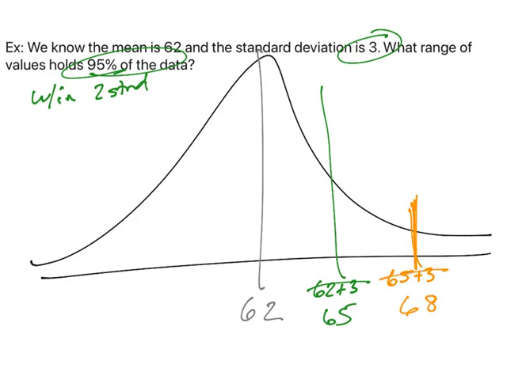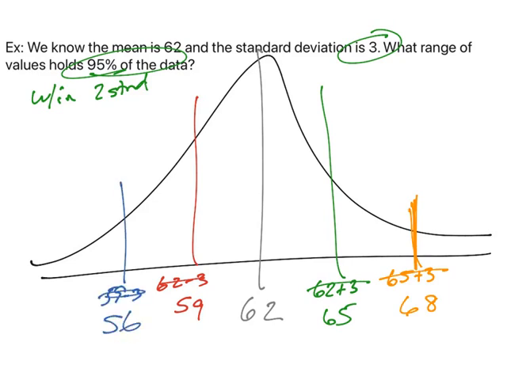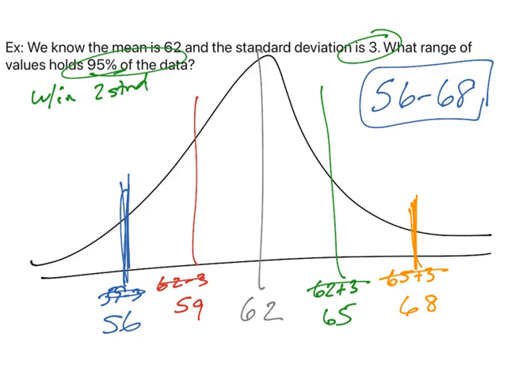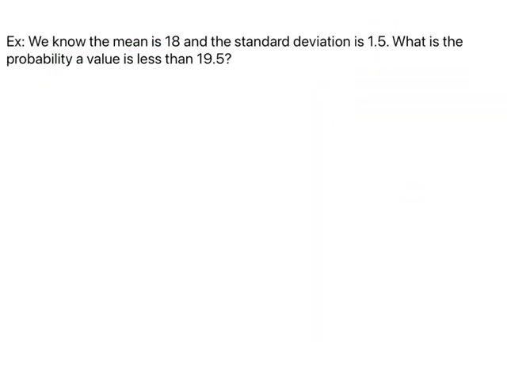Well, I got to go the other direction as well. If I go left, I'm subtracting a standard deviation, so I get 59. And then I'm going to subtract another one because 1, 2, right? I subtract another, and I get 56. So here's the other one. So 95% of data is between 56 and 68, based off the empirical rule.